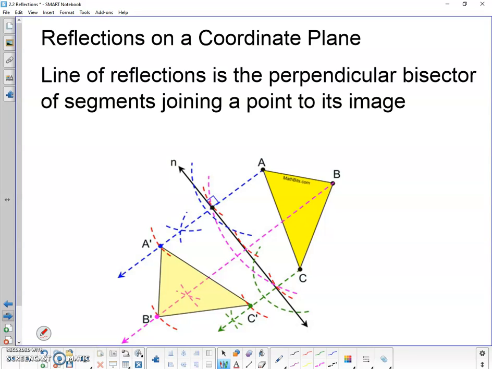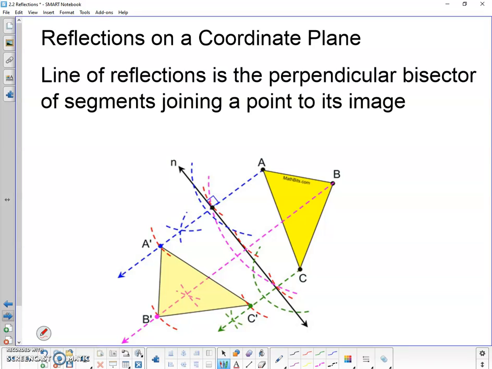In this case, this one on the right is our pre-image. We flipped it over this line N to make our image. If we construct perpendicular bisectors between each of these points, that's our line of reflection. You're not going to actually have to construct that, but you will need to know that this is a perpendicular bisector. It'll come into play later, not so much right now.